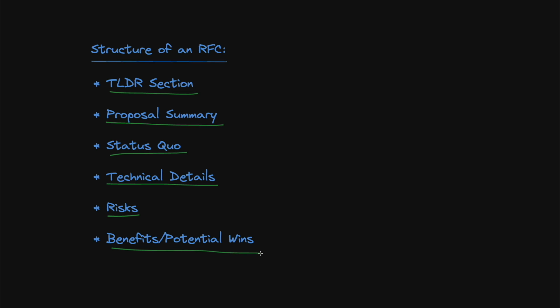So those are typically the sections that you'll see in an RFC. Just to summarize, we have a simple TLDR for the people who just want to skim it. Then we have the quick proposal summary. Then we have what the status quo is. Then the technical details of your change. This is the most meaty portion and where you'll spend the most time writing. Then what the risks are associated with this change and what the benefits or potential wins are.